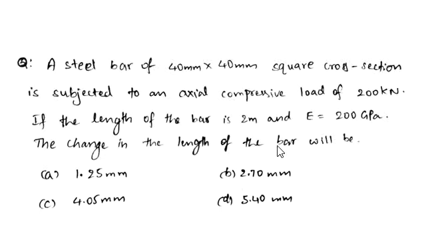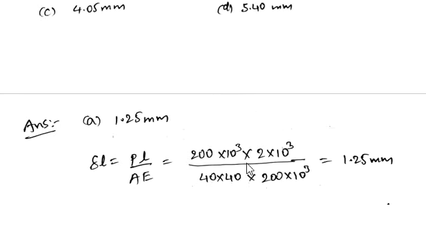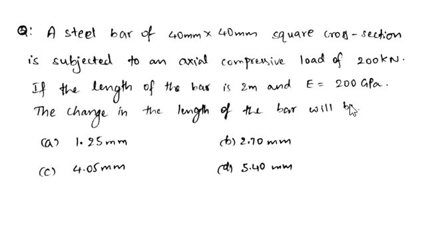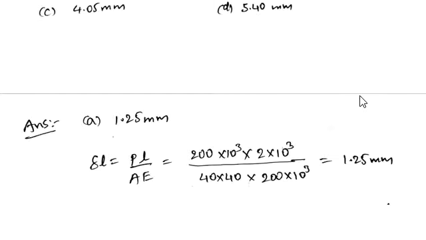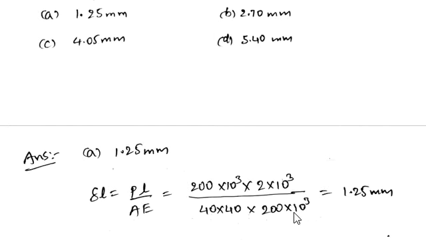area is anyway given as 40 mm by 40 mm, so just write it directly in mm only, and E is 200 gigapascal. I told you to substitute in megapascal, so 200 into 10 to the power of 3 megapascal. When you substitute and simplify, we get delta L, the change in length of the rod or bar, as 1.25 mm. So here option A is the right option.